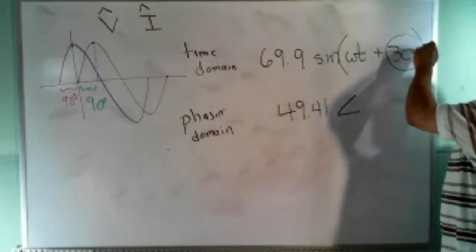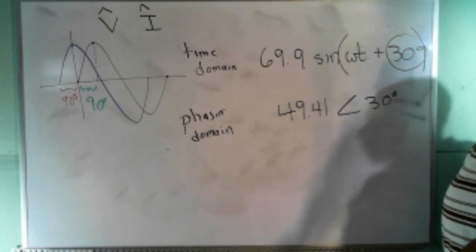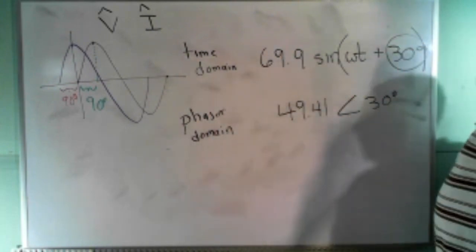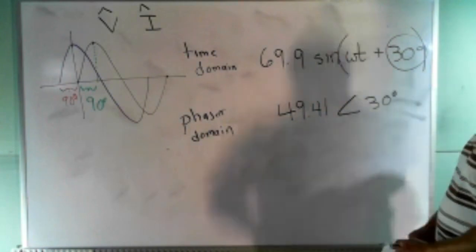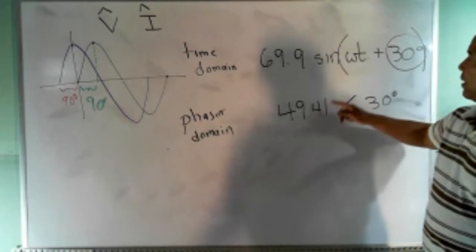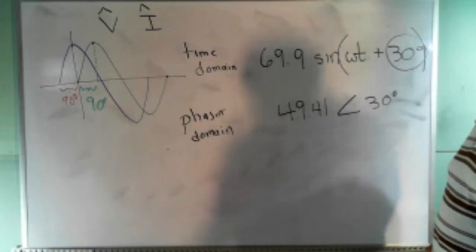Angle, I just read it right there. It's positive, so it's going to be positive 30 degrees. And if that was a voltage, I put a V with a hat on it. If it was a current, I put an I with a hat on it. So you can see it's really, really simple. I just get the RMS value from here, and I get the phase angle from here, and I've got the phasor form, the phasor domain.